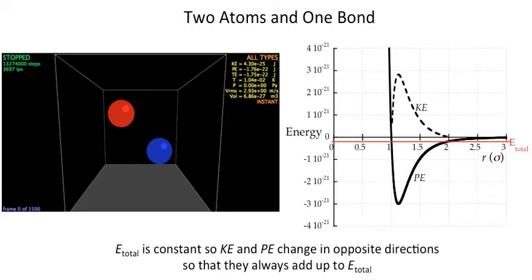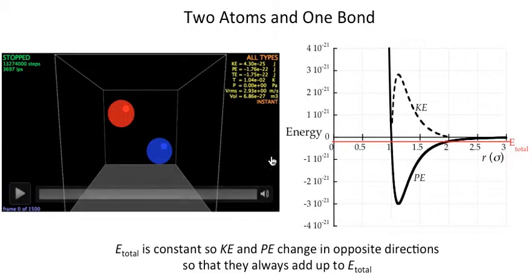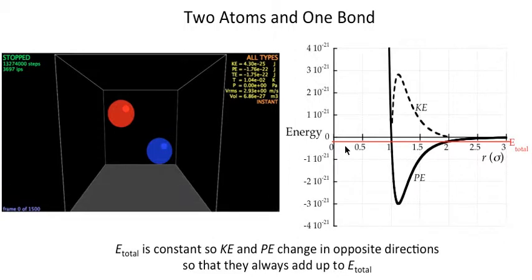Here's a picture of two atoms that are held together by a Lennard-Jones potential. They have almost enough energy to break them apart, but not quite, so they're still bound. The picture over here on the right shows the Lennard-Jones potential energy. This solid black line is the Lennard-Jones potential energy. There's a minimum at about -3 times 10 to the minus 21.